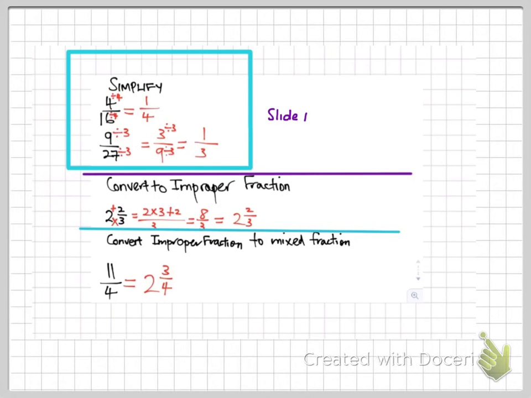But looking at 3 over 9, I can still see that 3 can go into both 3 and 9. So I divide the numerator by 3 again, and I divide the denominator by 3. I get 3 divided by 3 is 1 for the numerator, and 9 divided by 3 is 3 for the denominator. That gives me an answer of 1/3.